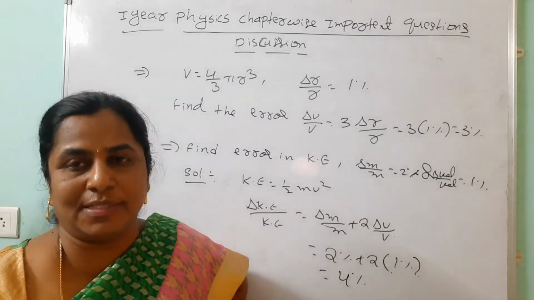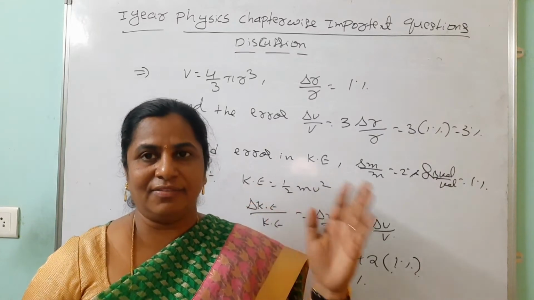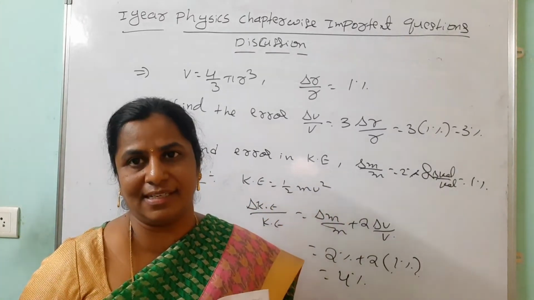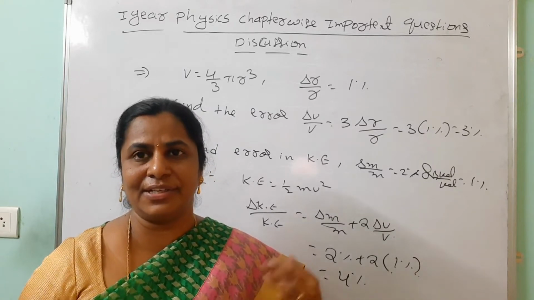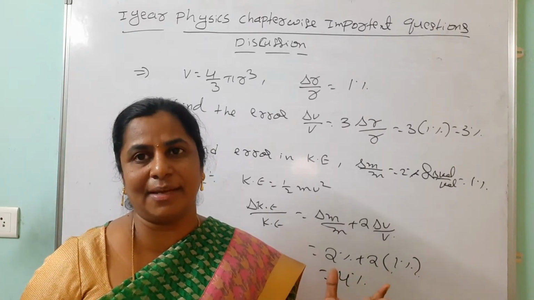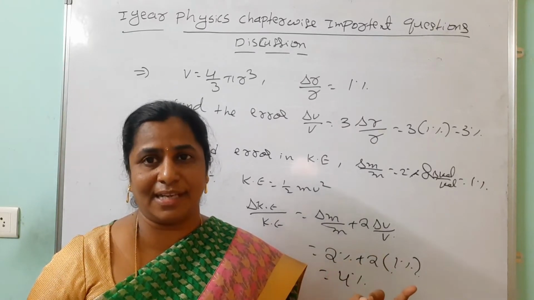And from the problems, in the exercise problems, there are 3 problems. If the body covers the first third of the distance at 10 kmph, the second third of the distance at 20 kmph, and the last third of the distance at 60 kmph, what is the average speed? That is very, very important. Many times they have given it.